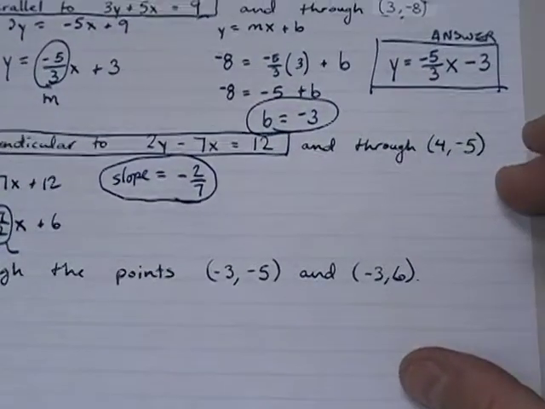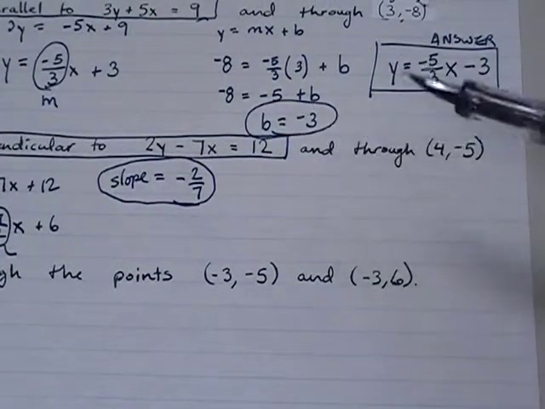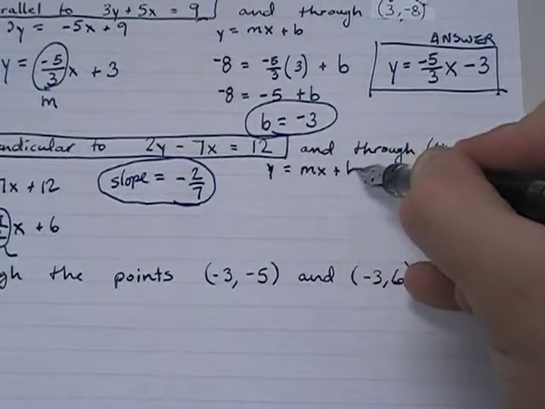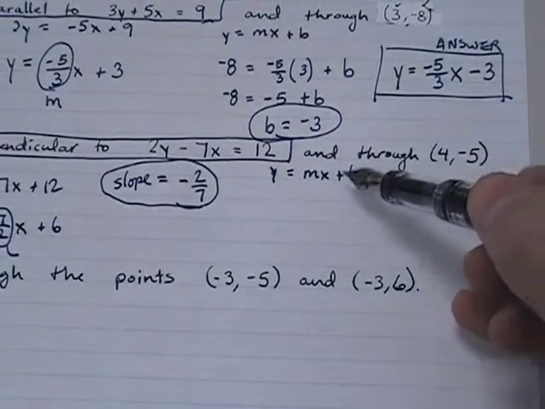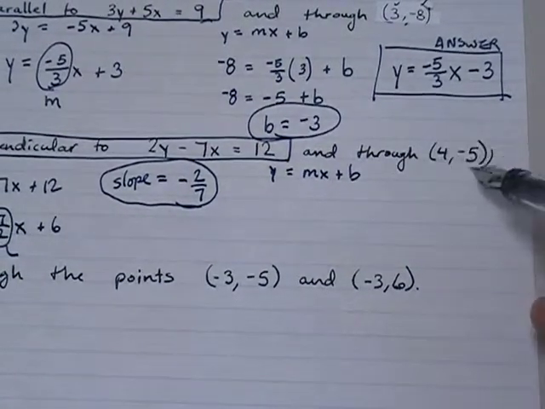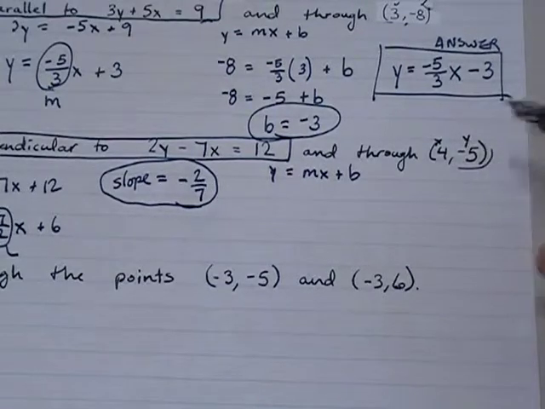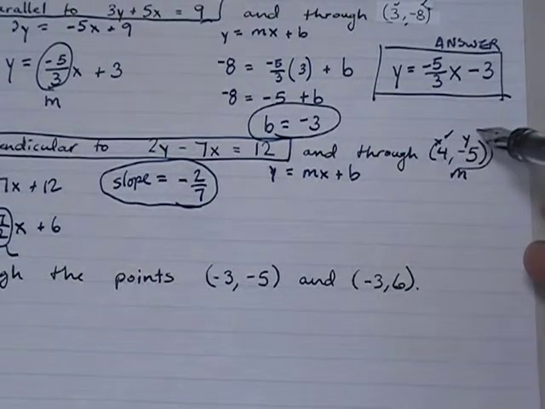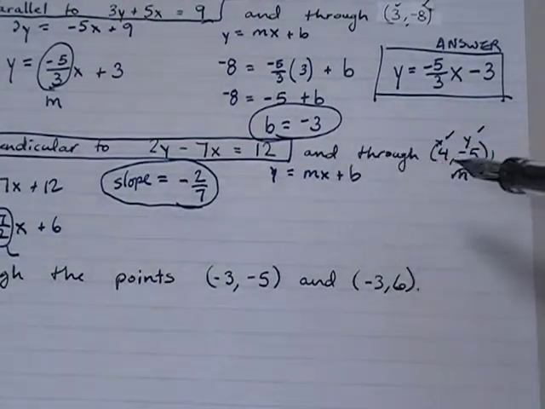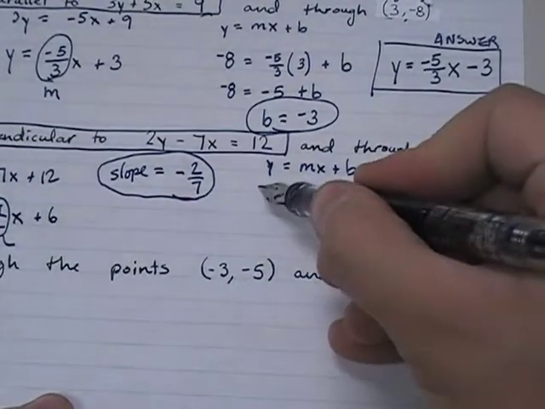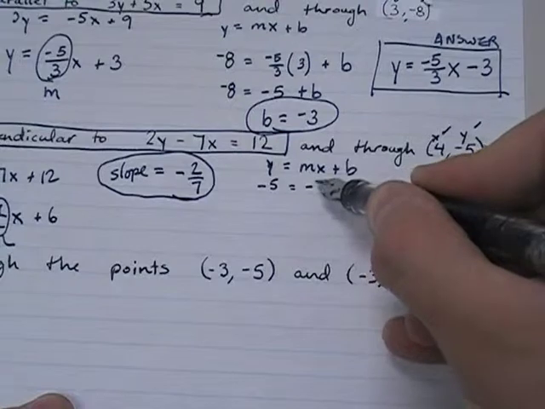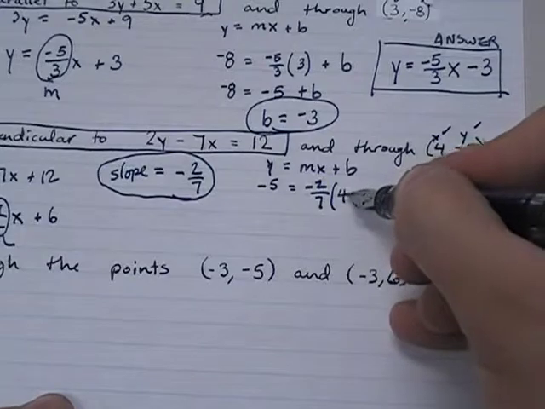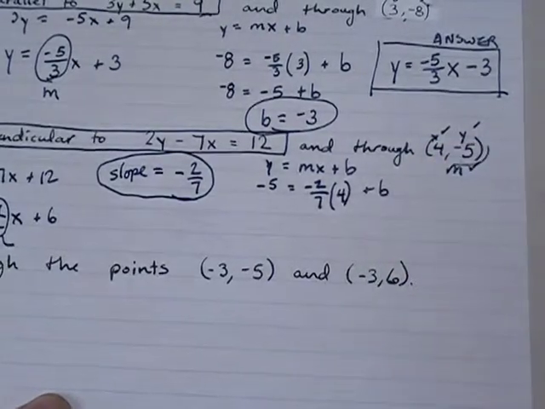Now again, using the same theory I've used on the first two, I need to fill in y equals mx plus b. I have 4 letters. I need to find b. At this point, I know x, I know y, and I know m. So if I know x, and I know y, and I know m, the only unknown is b. So I plug them in. Y equals -5. M is -2/7 times x is 4, and then plus b.